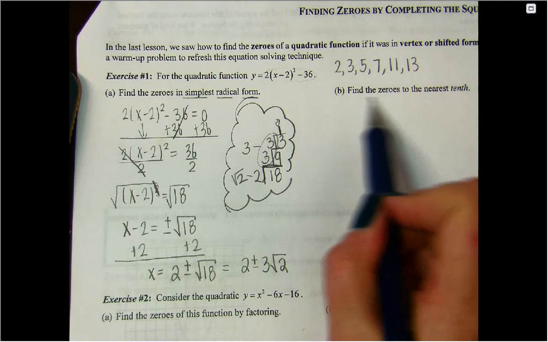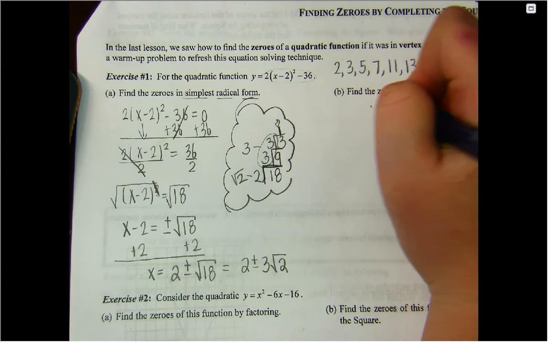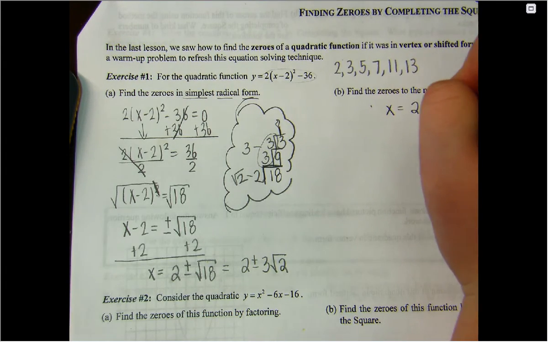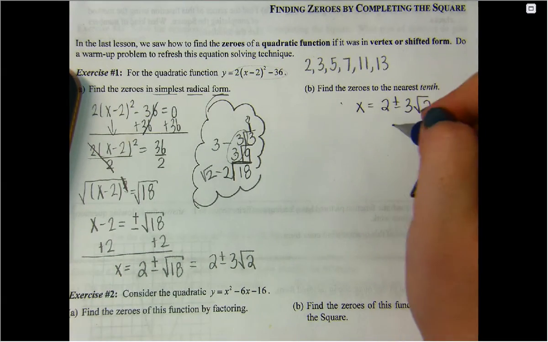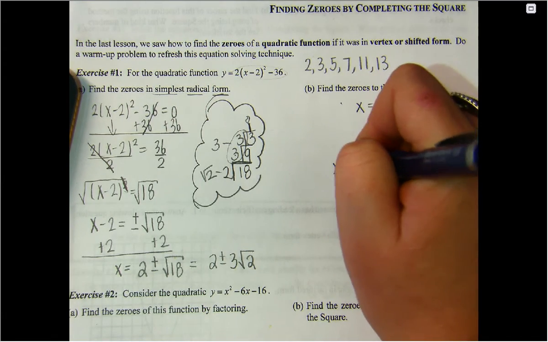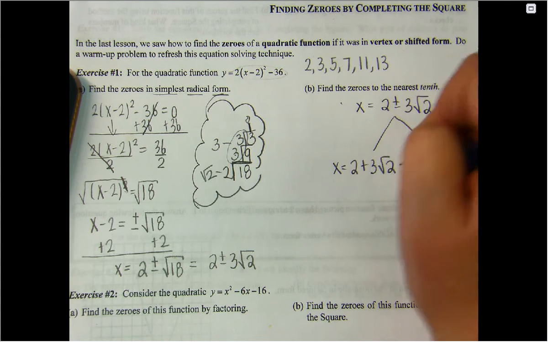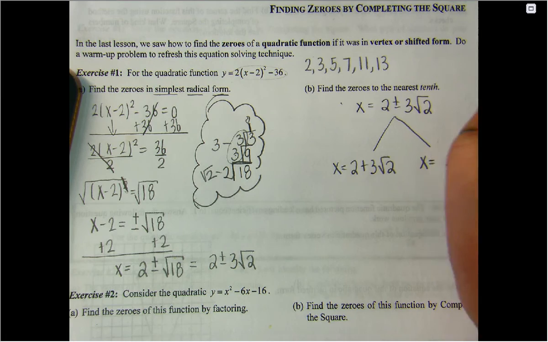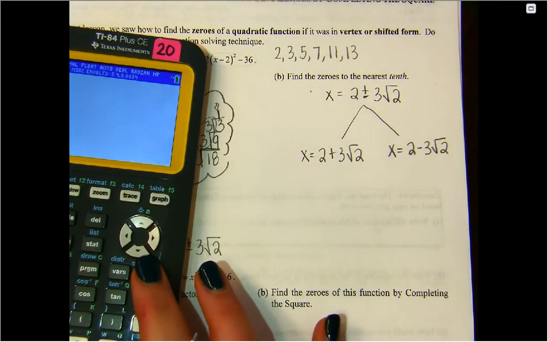So now it'll say find the zeros to the nearest 10th. Okay, so let's rewrite what we have. x equals 2 plus or minus 3 radical 2. All right, well, I have 2 zeros here. I have the zero of x equals 2 plus 3 radical 2, and remember I also have the zero that's x equals 2 minus 3 radical 2. So all I'm going to do is just put those right in my calculator and see what I get.